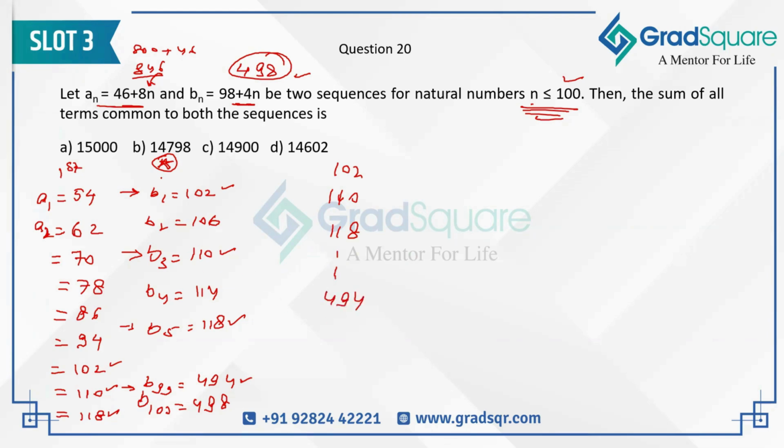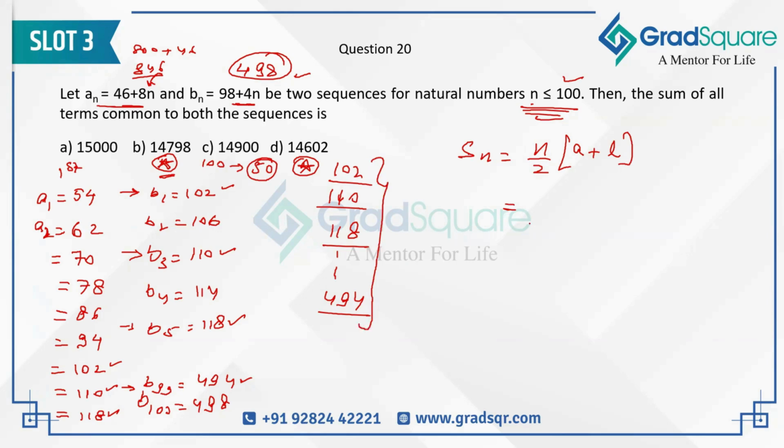Now understand, in the second series there were a total of 100 terms. And how many common terms will be there? 50 common terms, because half of the terms are turning out to be common. So what is the formula for the sum of an arithmetic progression? This is again forming an arithmetic progression, 102, 110, 118, with the last term as 494. The sum of n terms is given by n/2 times (first term + last term), where n is the number of terms. The number of common terms here is 50, so you are going to do 50/2 times (102 + 494).